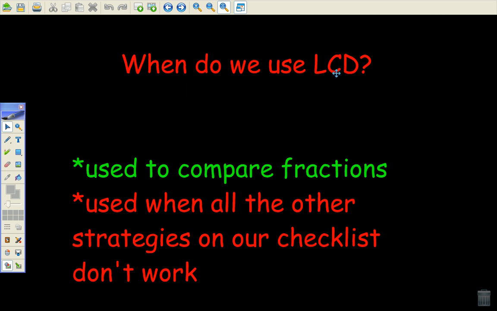When do we use LCD? These are going to be notes you're going to write down on the teacher side. We use LCD when we compare fractions, and in class today we looked at some quick ways to compare fractions, but that's not always going to work out. So when we've used all those other strategies on that checklist we made today and they don't work, then we're going to have to go to LCD. So LCD is kind of your last straw when you can't make the other strategies work.